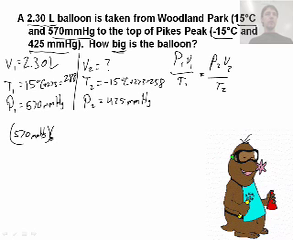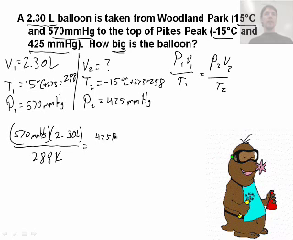V1, 2.30 liters. T1, 288 Kelvin. P2, 425 millimeters mercury. V2 we don't know, so that's what we're going to solve for, over 258 Kelvin.